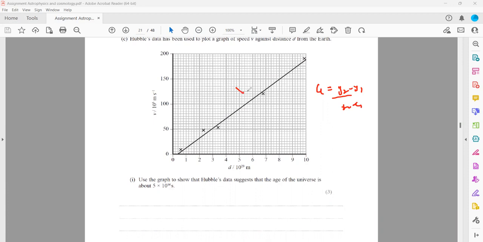The gradient will be equal to Hubble's constant, and the reciprocal of the Hubble constant is the age of the universe. So first take any 2 points on this line and find the gradient.